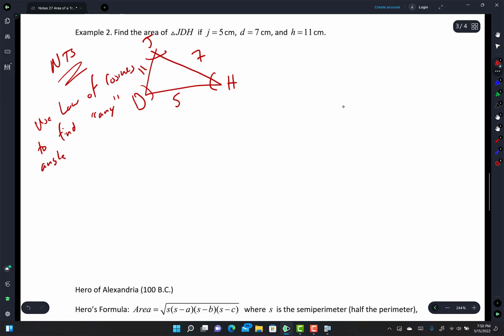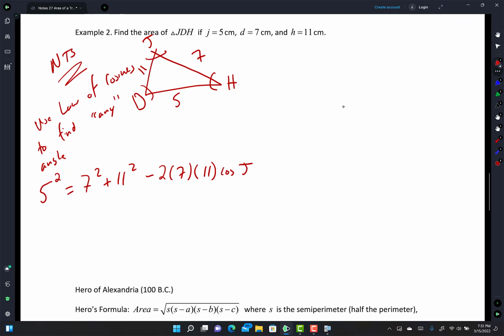So here we go. I'm going to write 5 squared. Why am I writing 5 squared first, guys? Because if I'm using angle J, then side 5 has to be here to the left of that equal sign by itself. So 5 squared equals 7 squared plus 11 squared minus 2 times 7 times 11 cosine of J. All I'm doing is law of cosines. If you don't know what I'm doing, guys, please see the video before this one. Notes 26.